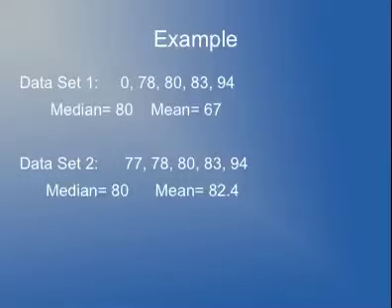So the first data set makes it sound like the test is really hard if you say the mean's a 67, whereas the second one, the mean better reflects what's actually going on. So in this case, you'd want to use the median as a way to describe the data because it's robust.